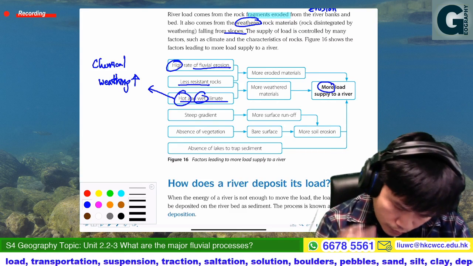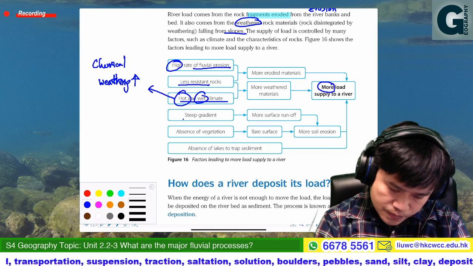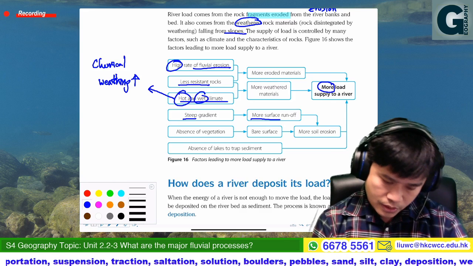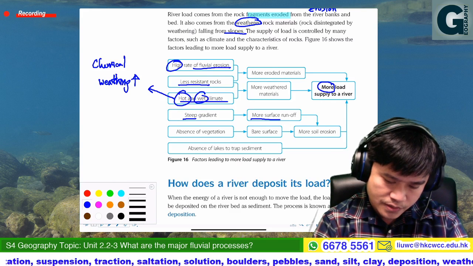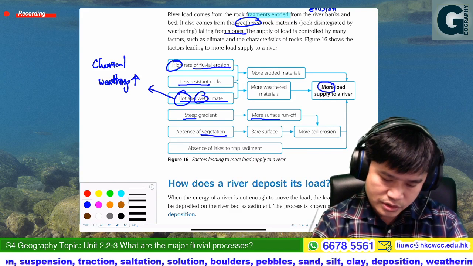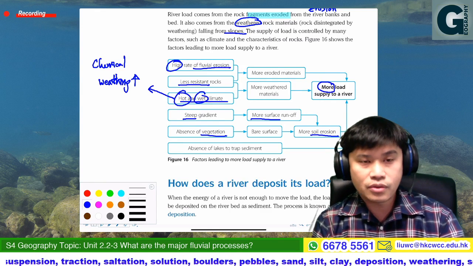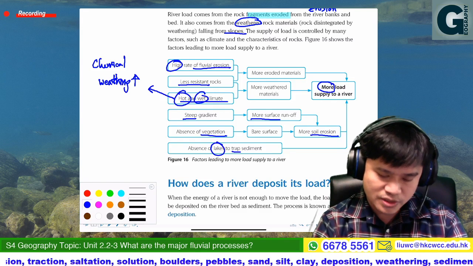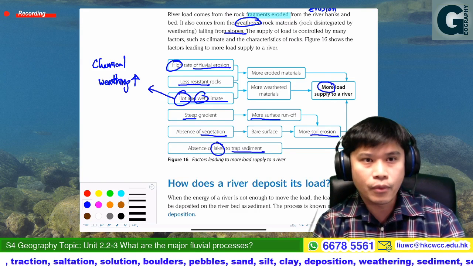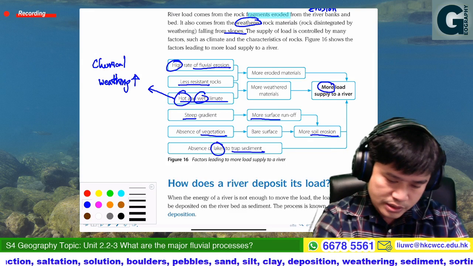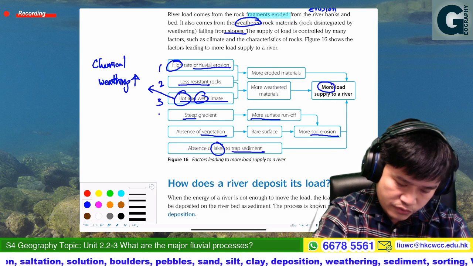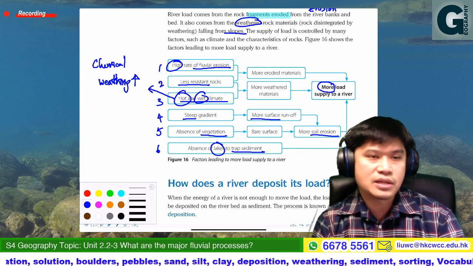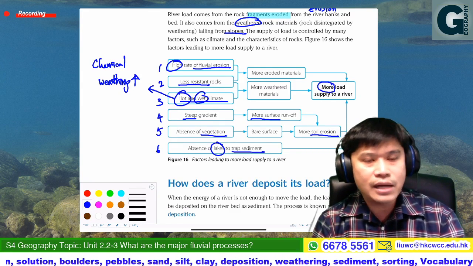Then the next one, steep gradient, steep slope. Therefore, there will be more surface runoff. And then no vegetation, absence of vegetation, so a bare surface, so there will be more soil erosion. And if there's no lake to trap the sediment, again there will be more load in the river. So all these, 1, 2, 3, 4, 5, 6, are the 6 factors that may affect the supply of the load.